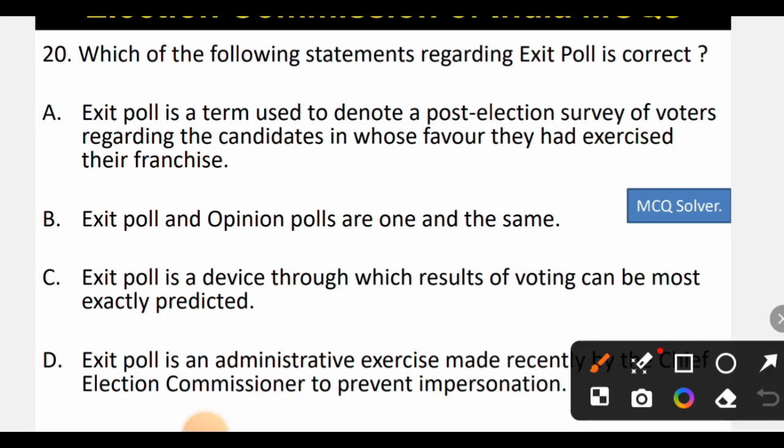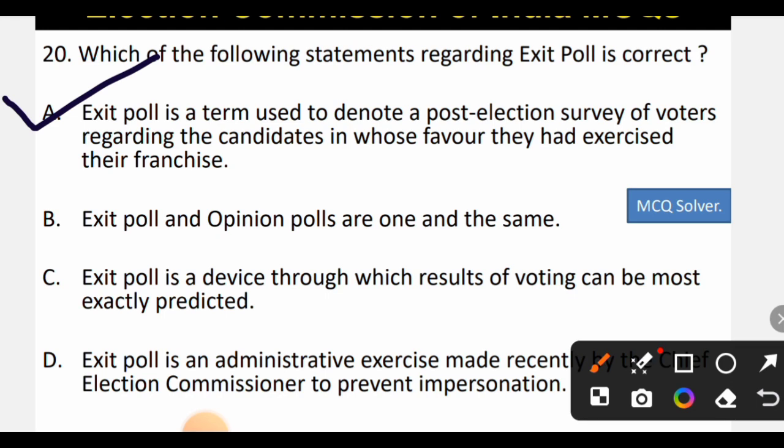So when it comes to the statements, the correct option will be option A, that is exit poll is a term used to denote a post-election survey of voters regarding the candidates in whose favor they had exercised their franchise. Basically, through exit poll you can analyze which party is going to come into power, and whether the candidate to whom you have given the vote is going to win or not. These are the predictions which are made, and this is why it is known as exit poll.